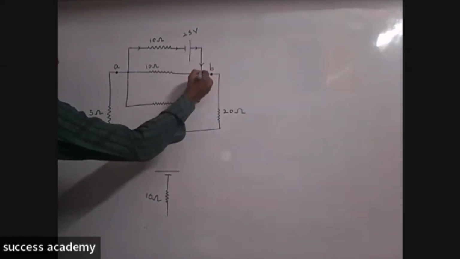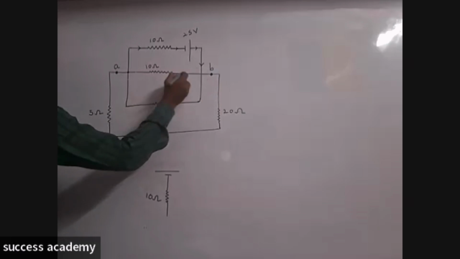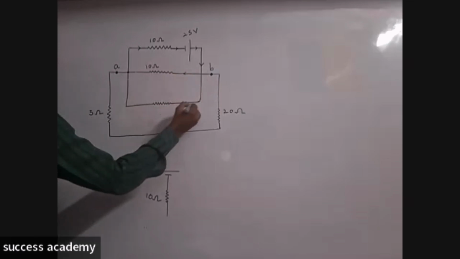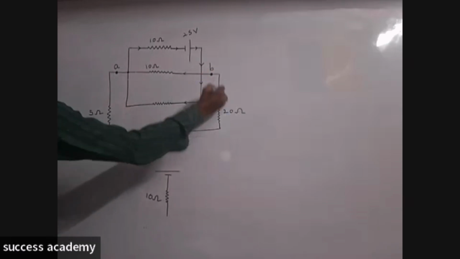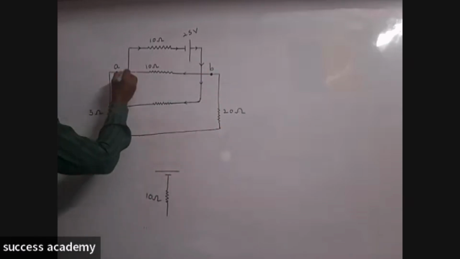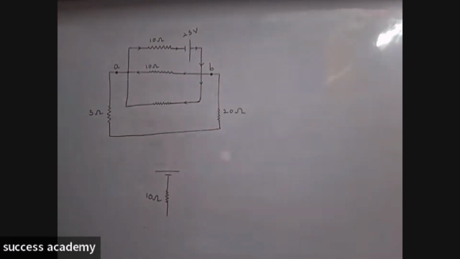Positive terminal. So here bifurcation takes place. Through this some current is passing, and from here the current is moving in this direction. So from here and from here, all the currents are moving towards the negative terminal of the cell. Listen carefully. Where the current is dividing, those resistors are in parallel combination.